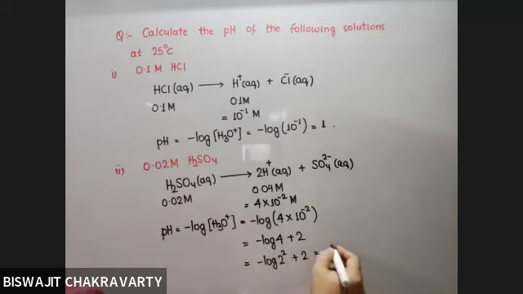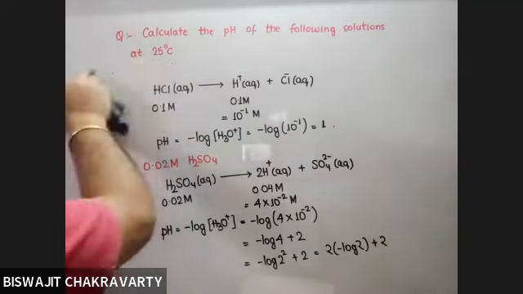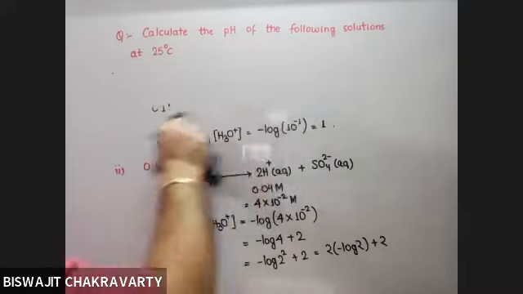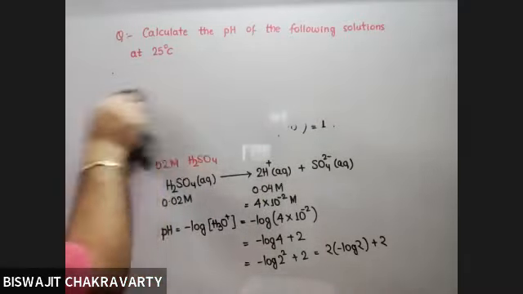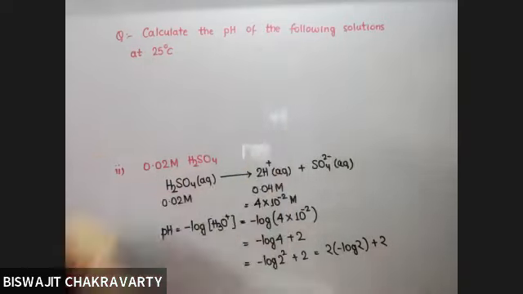So we can write like this: 2 into minus log 2 plus 2. How much is log 2? 0.3010. How do you calculate that? Sir, from log table. You know how to use the log table? Yes, sir. So what will you see in the log table to get the value of log 2 or log 3 or log 4? Log table starts from 10. But how will you get the value of 2, 3, 4, 5 up to 9?